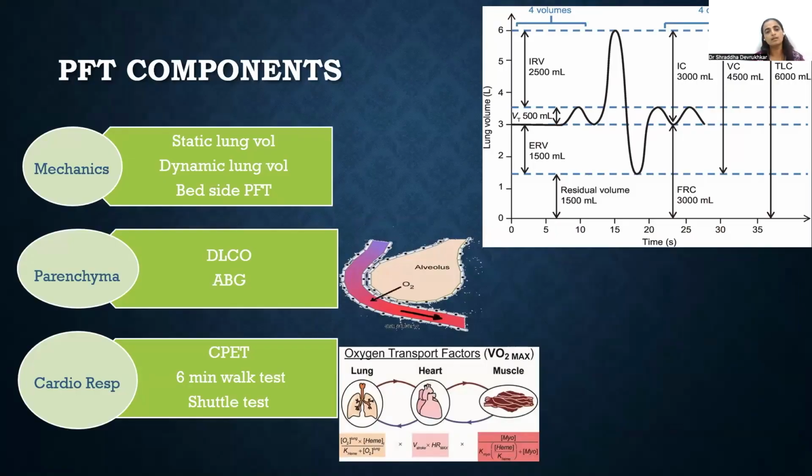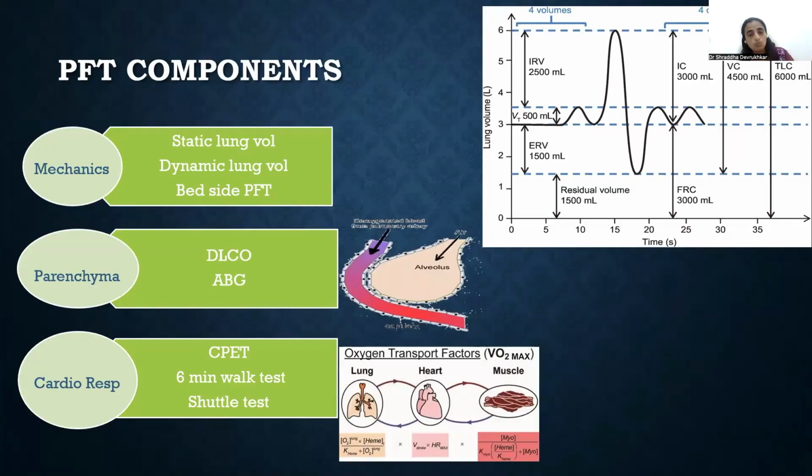One is mechanical, a parenchymal, and a cardiorespiratory element. Mechanical, you have the static lung volumes, which involves your basic PFT, your FEV1, your dynamic lung volumes, where you are asking the patient to forcefully expire and take inspiration, and you see whether the conducting airway is normal or not. In older days, the bedside PFTs were done. The parenchymal function is assessed by your diffusion lung capacity using carbon monoxide, and of course by your arterial blood gas, which shows you the PO2, PCO2, and the alveolo-arterial gradient.